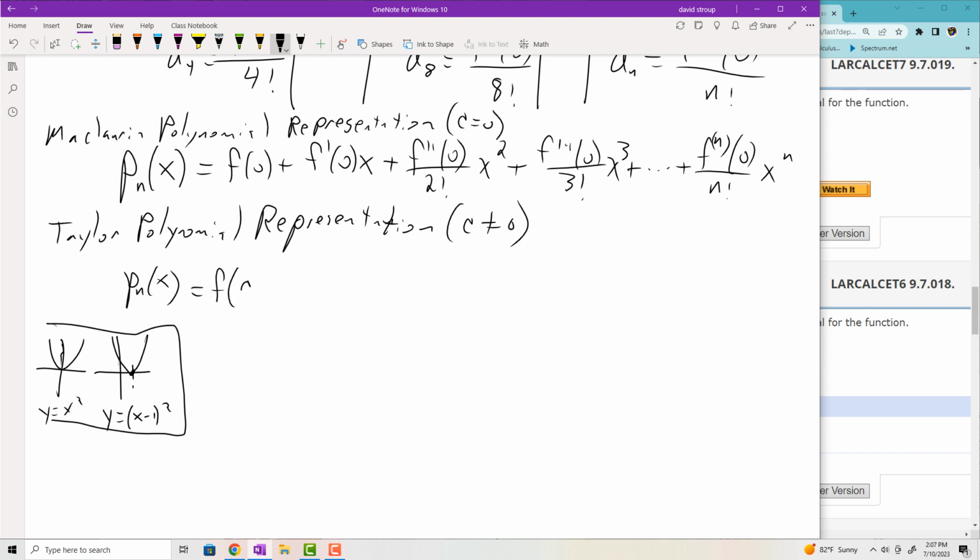We'll have to rewrite 0 as just plain old c, but you have to be careful. Instead of writing x, you have to write x minus c because it's all shifted over. But other than that, it's the same old thing.